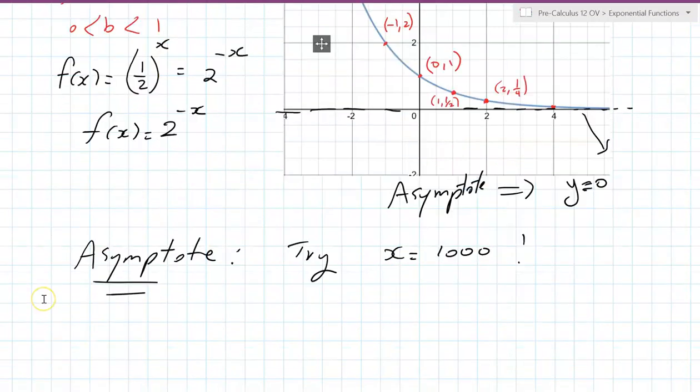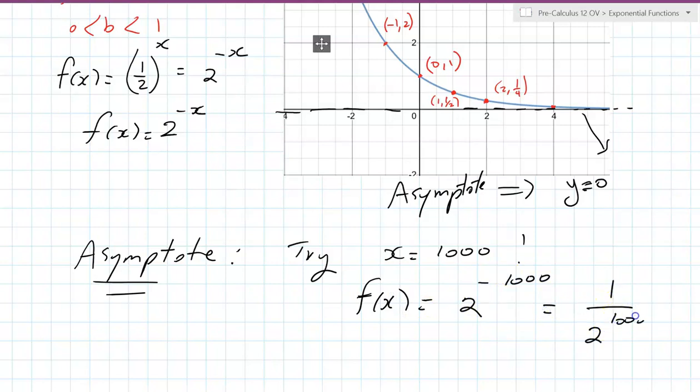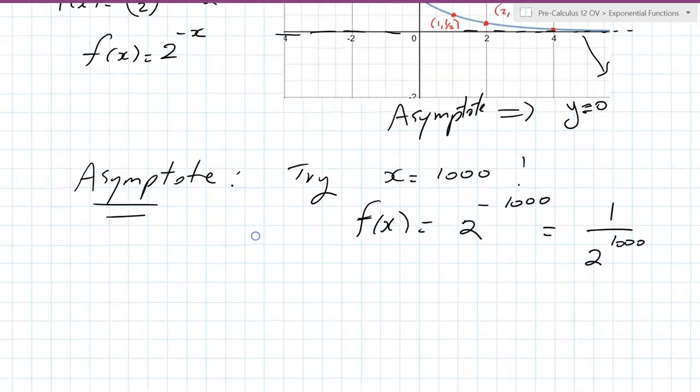Excellent. I want to make sure that the concept of asymptote is very clear. So let's suppose x is a big number. Now, it's not a huge number, and in this case I just chose 1,000. I just want to make a point. What happens when you are dealing with the function f(x) equals 2 to the negative 1,000, which is 1 divided by 2 to the 1,000? You have to agree that 1 over 2 to the 1,000 is a super small number.